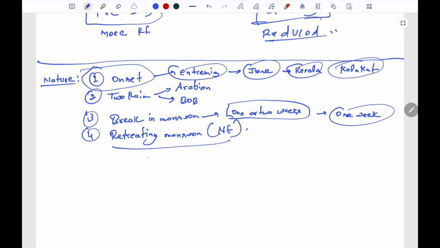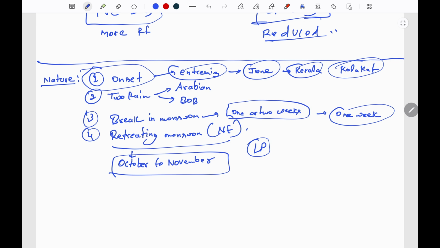This retreating monsoon is the season from October to November, when the sun starts moving from northern hemisphere to southern hemisphere. So this ITCZ weakens and starts moving towards the south direction, which weakens the low pressure area of northern India, causing the reversal of wind direction from southwest to northeast. And they started moving in this direction.